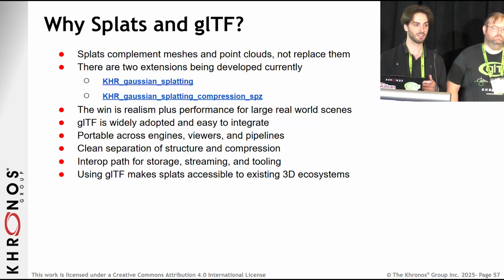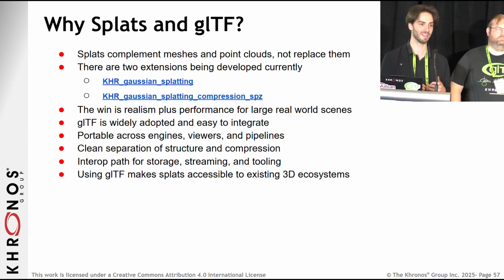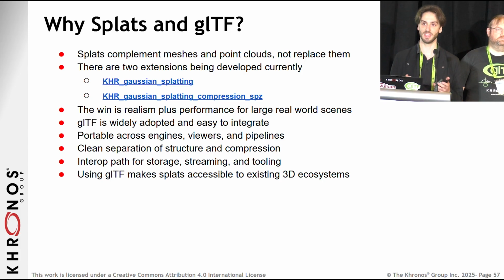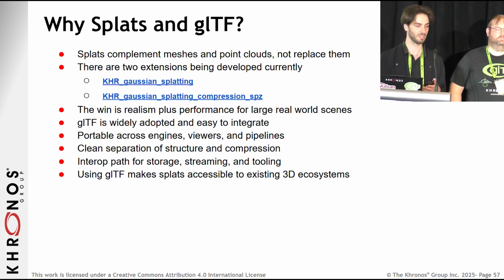So what we're really getting here is a large win in the realism department. We're able to model and reconstruct lifelike 3D, and we're also getting very strong performance for large real-world scenes, which we'll take a look at through implementations like Bentley and Esri. On the other side, glTF has been widely adopted and is easy to integrate, making it a natural pair for Gaussian splatting. It's also portable across engines, viewers, and pipelines, which I think is really needed for Gaussian splatting to continue its meteoric rise.